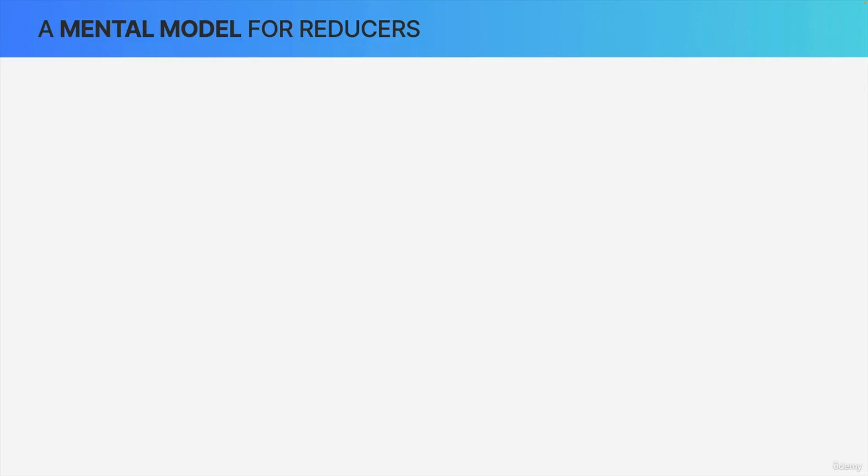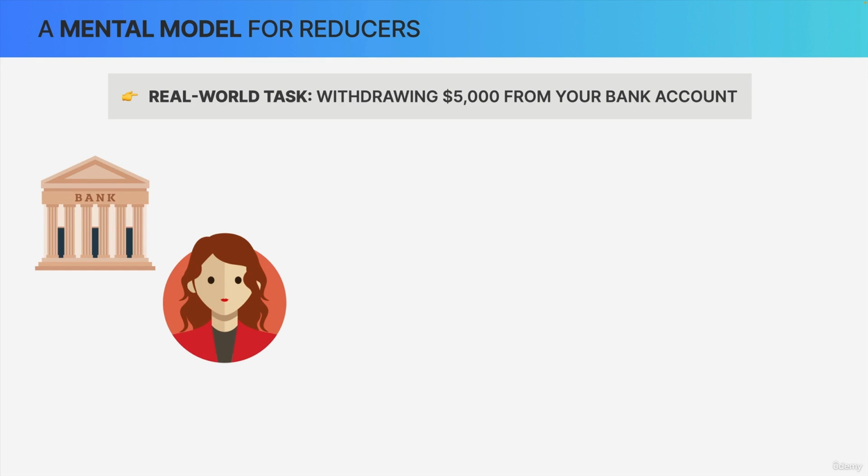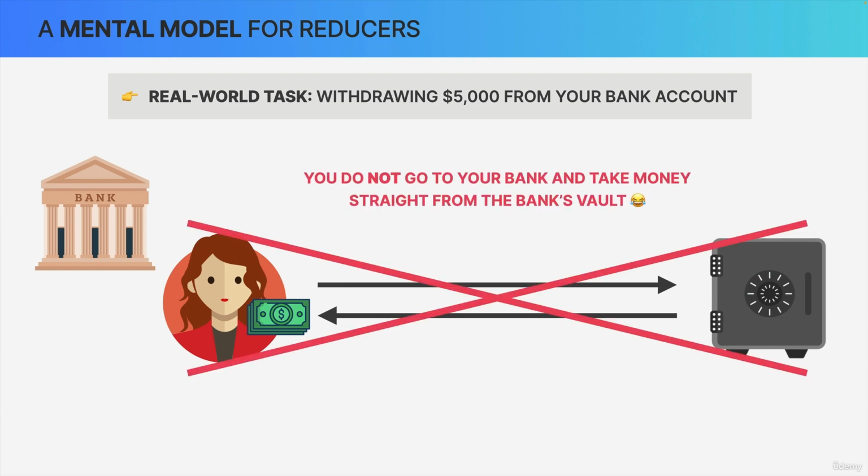So imagine that you needed to take $5,000 out of your bank account for some reason. Now, since this is a large amount, you can't just do it from an ATM. So you need to go physically to a bank. Now, once you're at the bank, how do you actually get those $5,000? Do you walk straight into the bank's vault, grab the cash, and then go home? Well, I don't think so, right? That's usually not how it works.